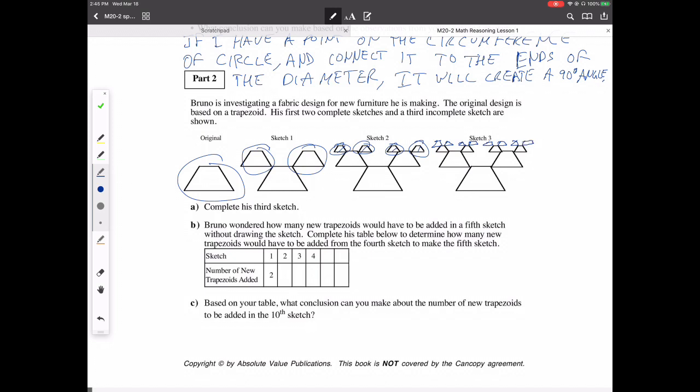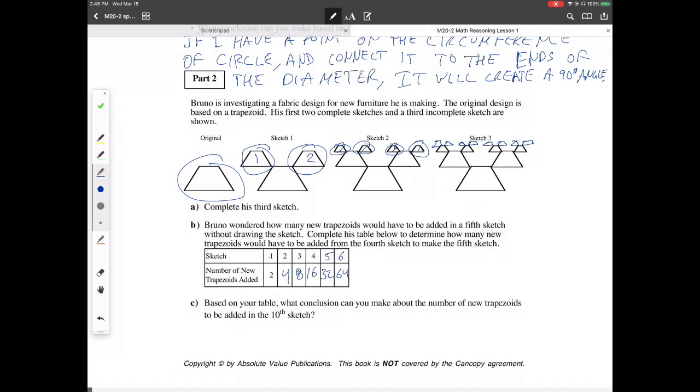So in sketch 1, we've added 2 new trapezoids. In sketch 2, we've had 4 new trapezoids. In sketch 3, we added 8 new trapezoids. Once we get to sketch 4, we're going to add 16 because we can see the pattern. We have 2 to the power of 1, 2 to the power of 2, 2 to the power of 3, 2 to the power of 4, which means if I get to 5, I'm going to have 2 to the power of 5 new ones added because I'm multiplying by 2 every single time, and I get 32. If I go up to 6, I'm going to have 64.